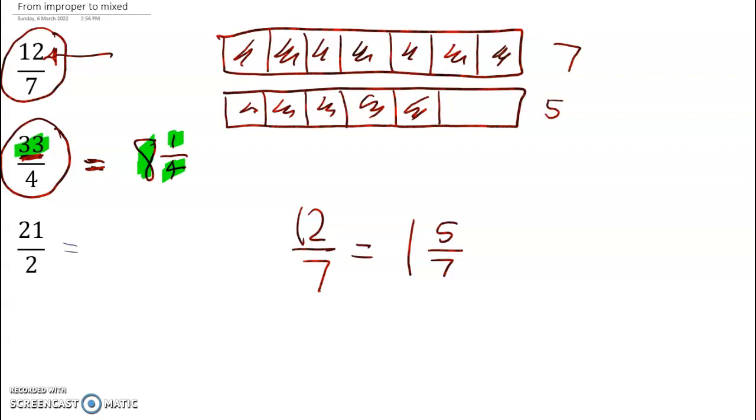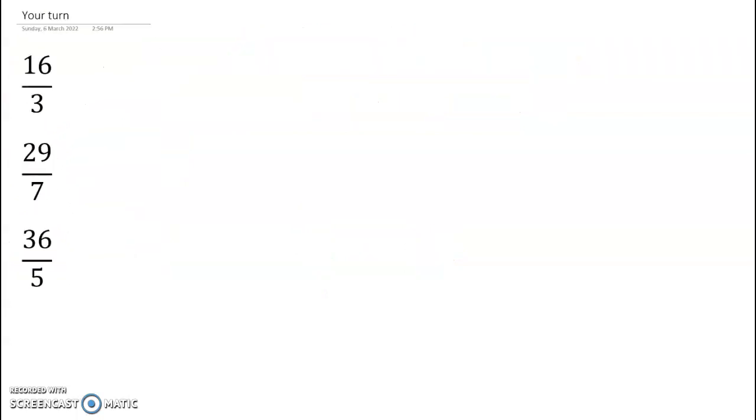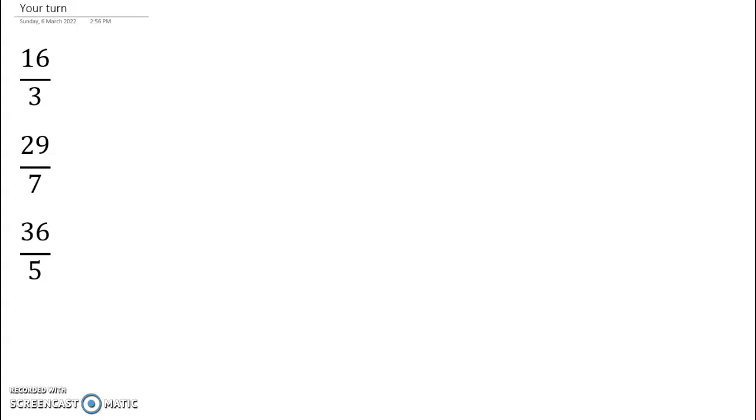For 21 over 2, the nearest whole number below it will be 10. 10 twos are 20, and we've got 1 left over. And again, working it backwards, we can check and go 2 times 10 is 20, plus 1 is 21. Right, now here are a few for you to try before you go and do the Dr. Frost work. Pause the video, do these into your book, and then mark them with me.